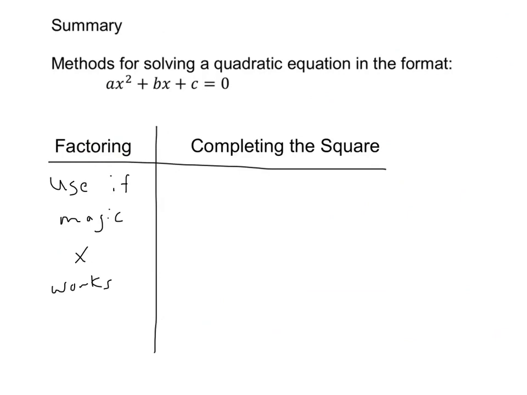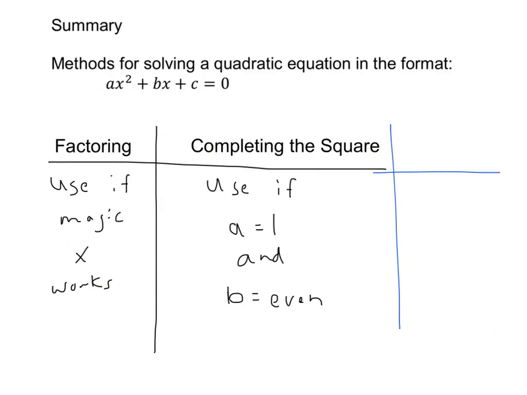Okay? For completing the square, use this if the a value is equal to 1 and if your b value is even. Okay, so these are the primary methods that we've learned so far. Factoring, use it if your magic x works. Completing the square, use that if a is equal to 1 and b is equal to an even number. Okay, and then kind of like I was saying, eventually we're going to learn a third method. Not in this video, but in the future we're going to learn a third method that we would use when this doesn't work and when this doesn't work.